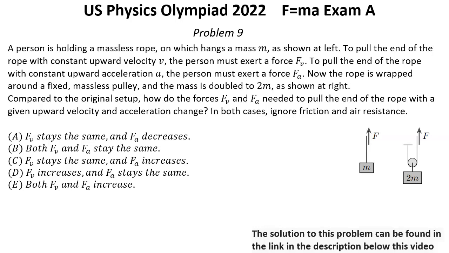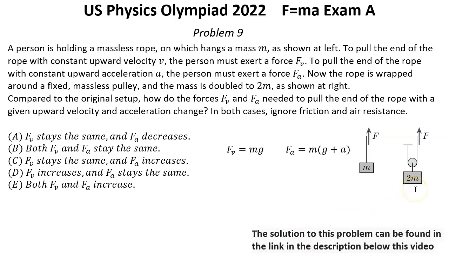Solution for problem number 9. To pull this mass m with a constant velocity, we need to exert a force equal to mg. To pull this mass with acceleration a, we need to use force Fa equal to m multiplied by g plus a. Now let's check what happens in the right picture.